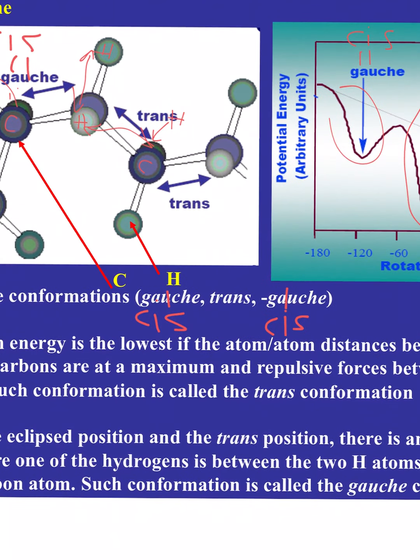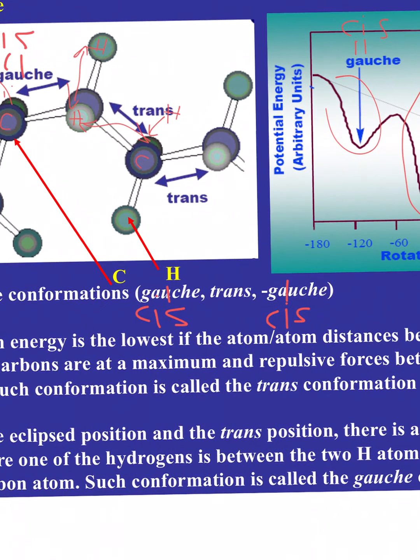Rotation energy is the lowest if the atom-atom distances between the hydrogen atoms on adjacent carbons are at a maximum, all right, and the repulsive forces between them are minimized. And remember, these are just protons, all right. There's not a lot of electronegativity, almost none, if we look at induced dipoles associated with them, but there are still atom cores. They can still bang into each other. So there's not a lot going on there in terms of repulsive forces, but they can't occupy the same space, regardless of what you say about them.